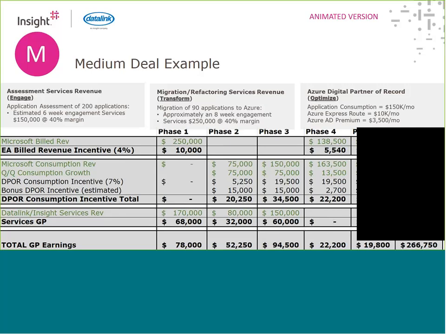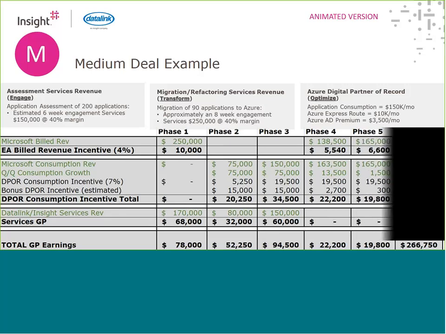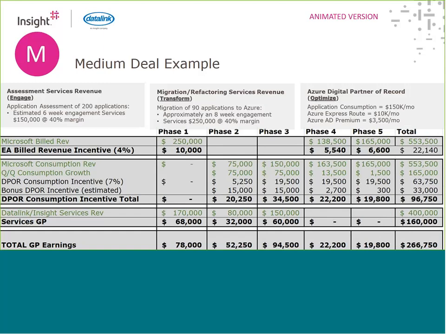And now you can see our services engagement is over, but we're still gaining over $22,000 in GP just from those consumption incentives. So very profitable on this engagement. As we finished up, we collected $160,000 in services GP for what DataLink implemented, but we did over $100,000 in just the licensing GP alone.